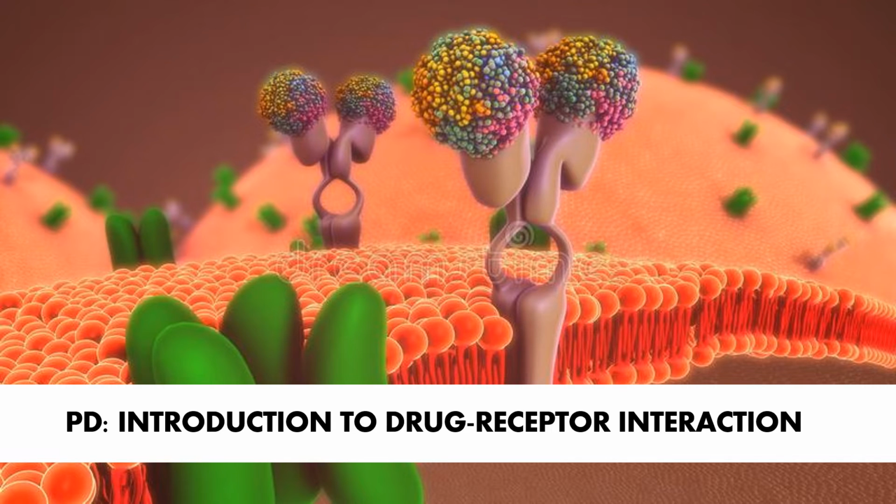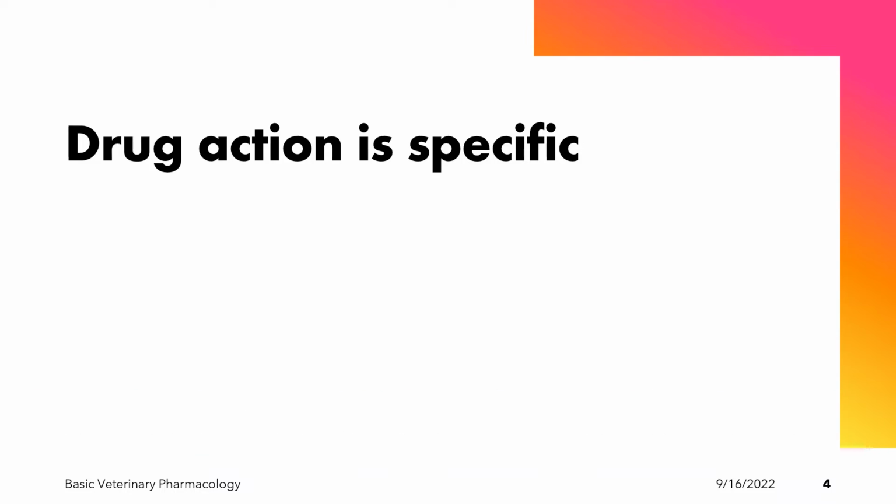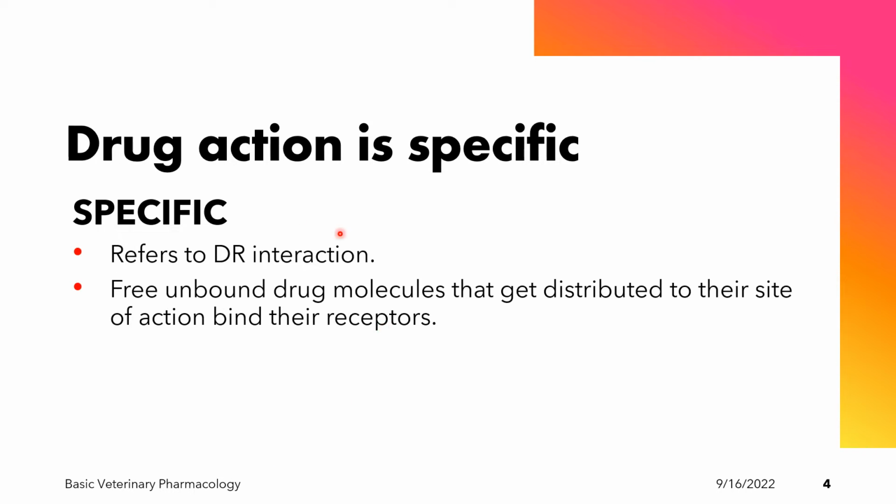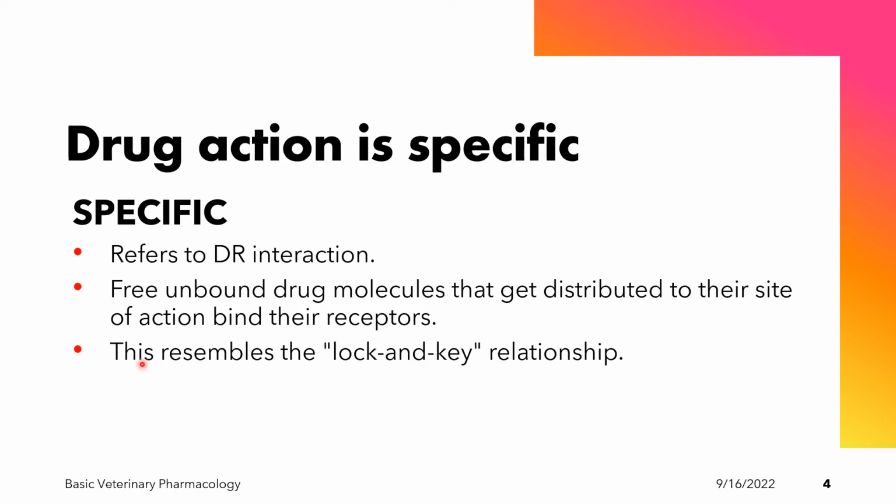So the interaction between a drug and the receptor produces the drug-mediated effects, which is an example of a cellular mechanism of drug action. Drug action is said to be specific. When we say specific, that refers to the interaction between the drug and the receptor. So in this case, the free and bound drug molecules that get distributed to the site of action will bind to the receptors. This resembles the lock and key relationship.